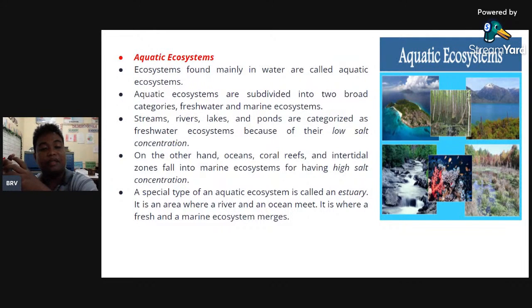Sometimes in estuaries, there are animals, living things, and non-living things that can live there.